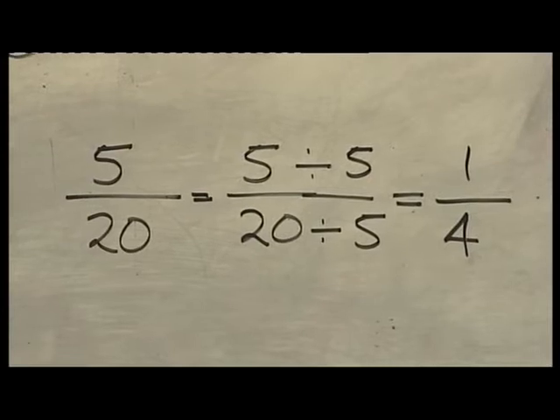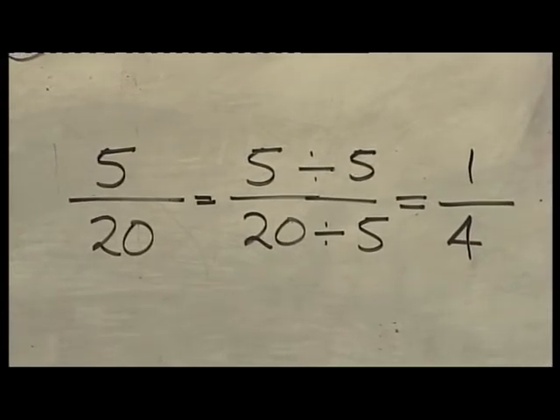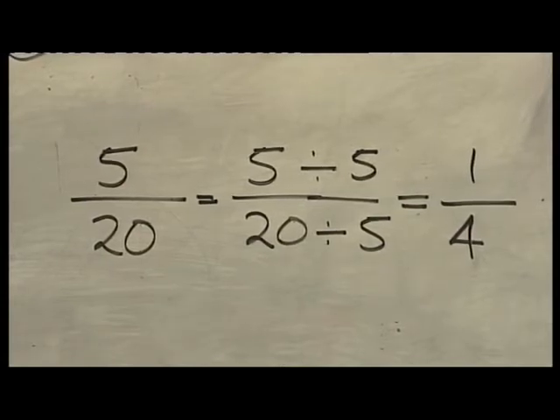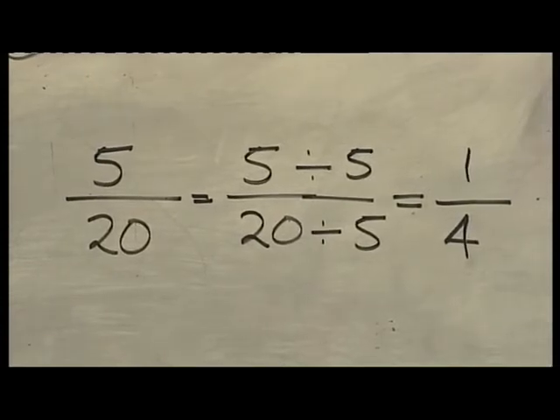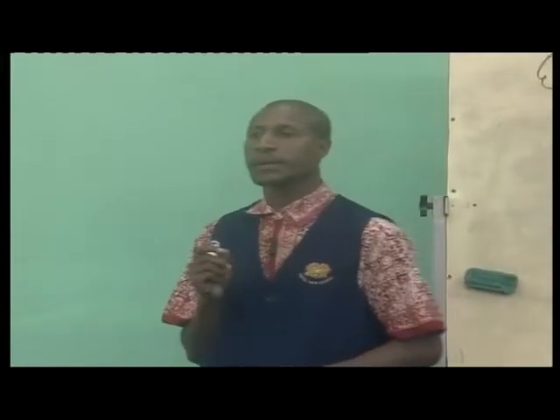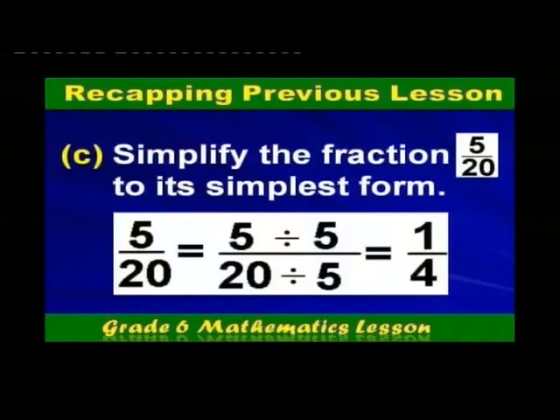So students, when we are simplifying fractions to their simplest form, we divide the numerator and the denominator by the highest common factor. Please remember that when you are simplifying fractions. On the screen, that is the working out to the exercise we are correcting in this lesson.